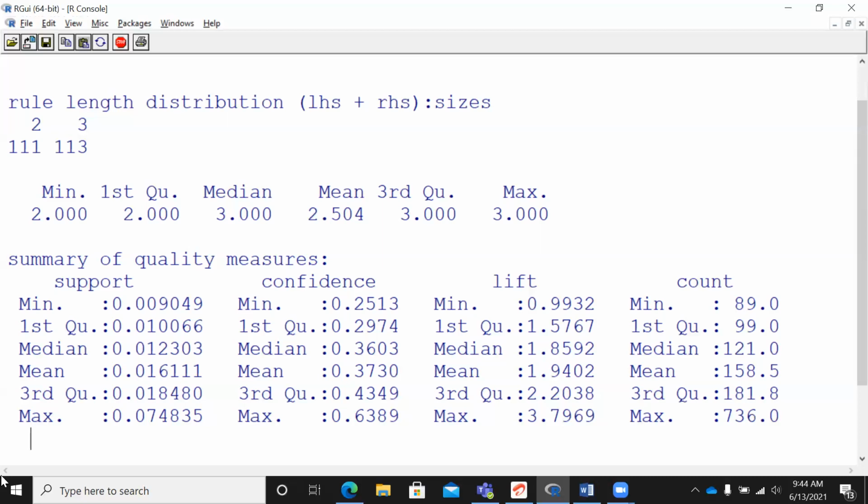So when you look at the average support, it is around 1.6. When you look at the average confidence level, it is 37%. And when you look at the mean lift, it is 1.94. You can round it off and say it is approximately 2. So this is a high-level summary of the output of Apriori.